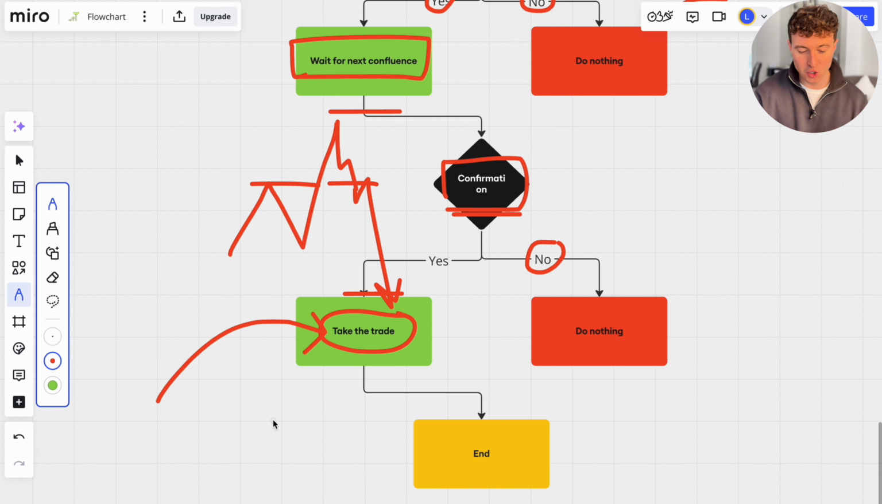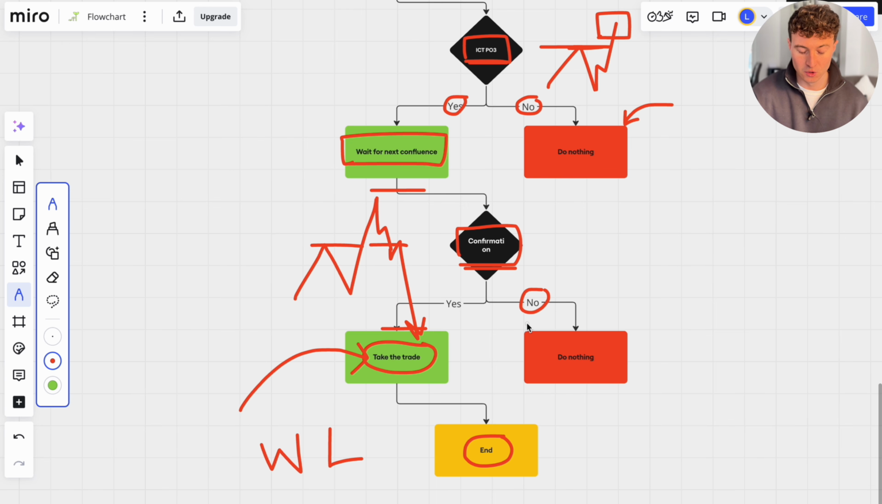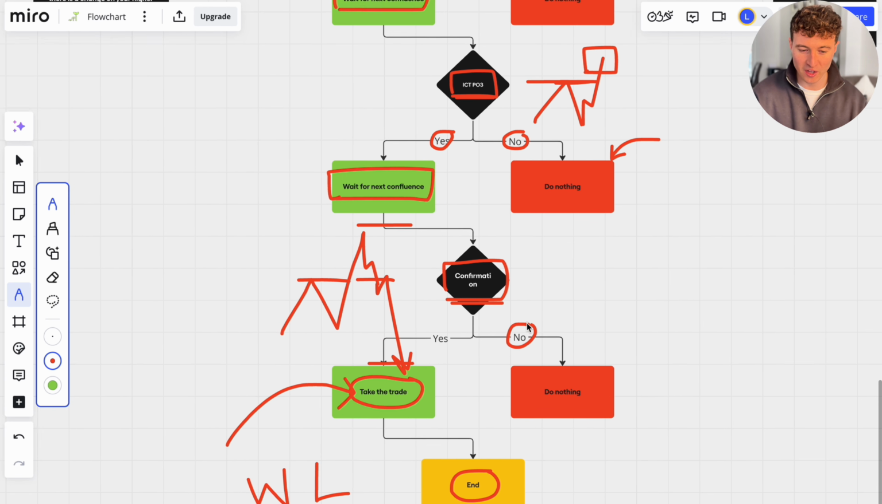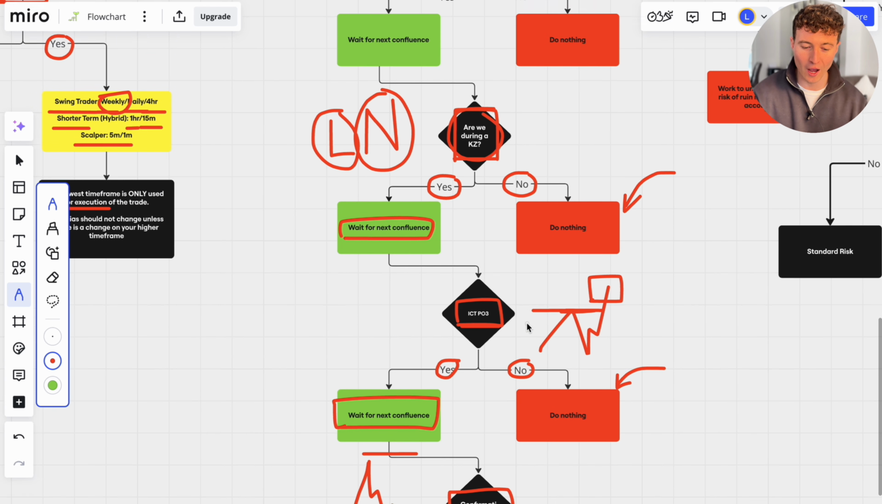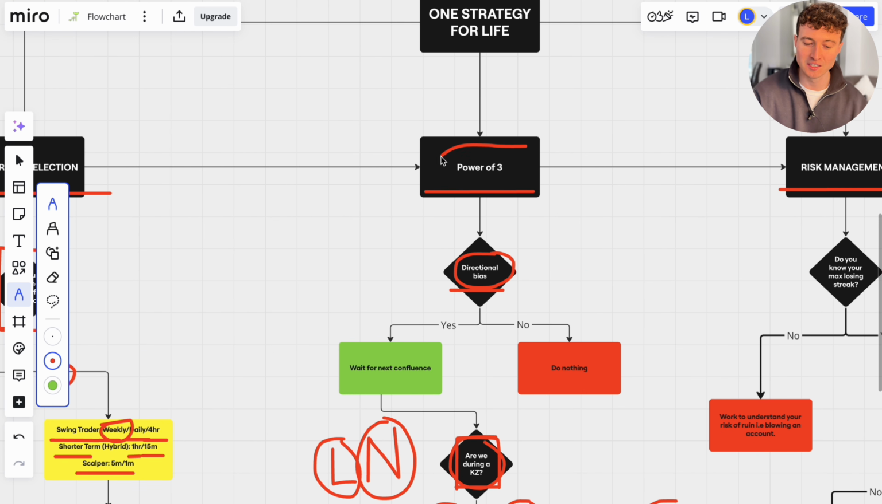Then once we've executed the trade, it's either going to be a win or it's going to be a loss. And then we are at the end of the process. And again, if you're going to look at executing a trade again, all of these confluences then need to line up over and over again in order for us to actually place another trade within the market. So this right here is the process that I follow every single day before executing a trade within the market. And this is the ICT power of 3.